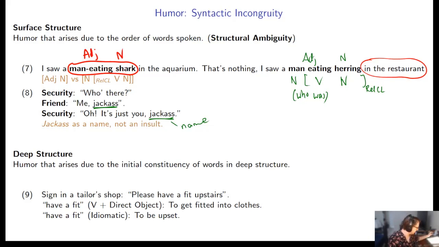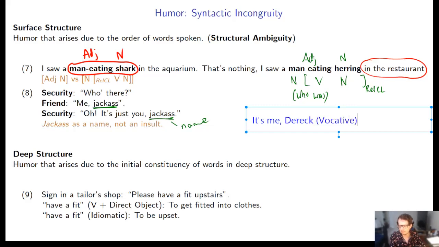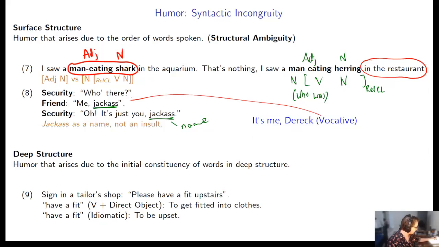Here's a little term. Whenever we see things like "it's me, Derek," this is called a vocative, or a vocative, depending on how you want to pronounce it. In this case, this is how the term "jackass" is being interpreted. It's being interpreted as a vocative instead of just another word that is an insult.